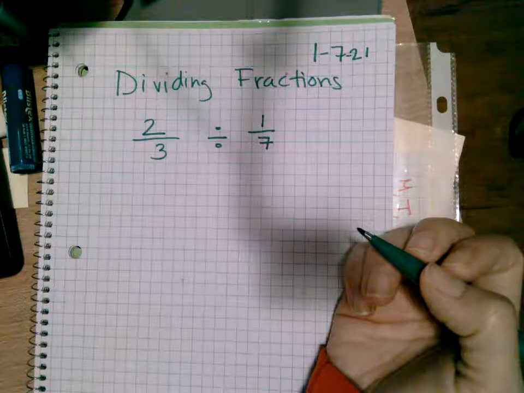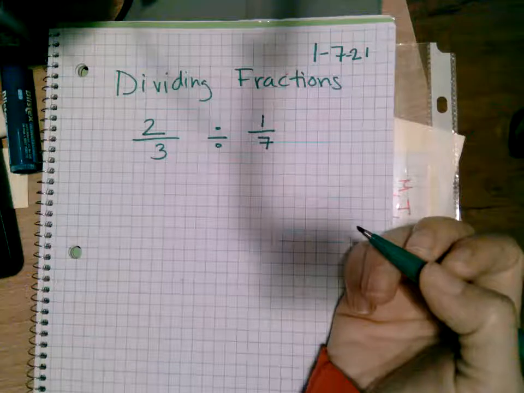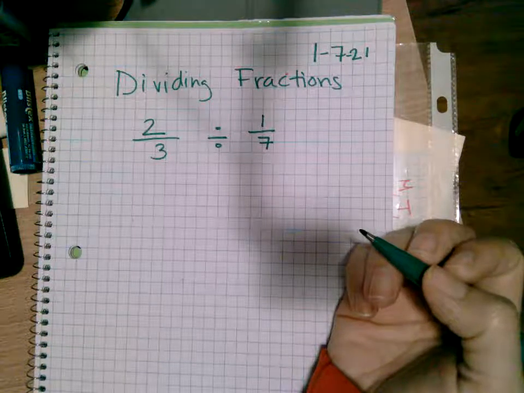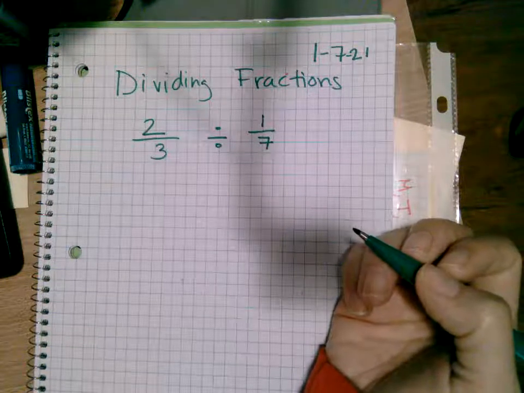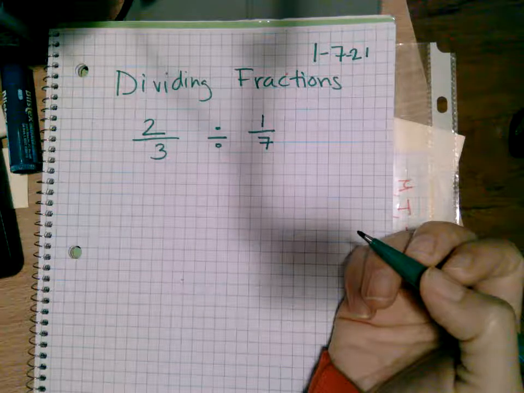Make the denominators the same? No, you do not. So, good thing about dividing fractions, just like multiplying, you don't need common denominators. Yay! Only for adding and subtracting. You need to flip the 1/7 into 7 ones.